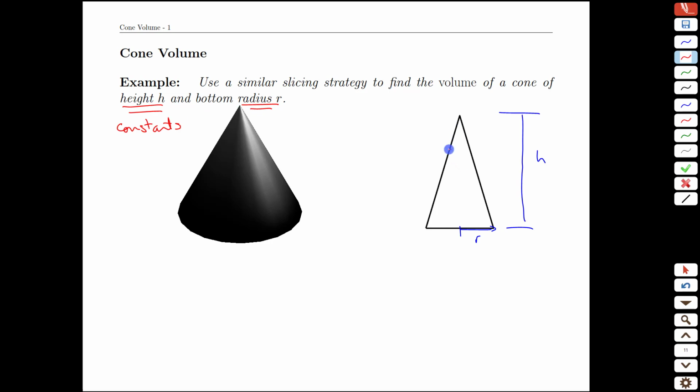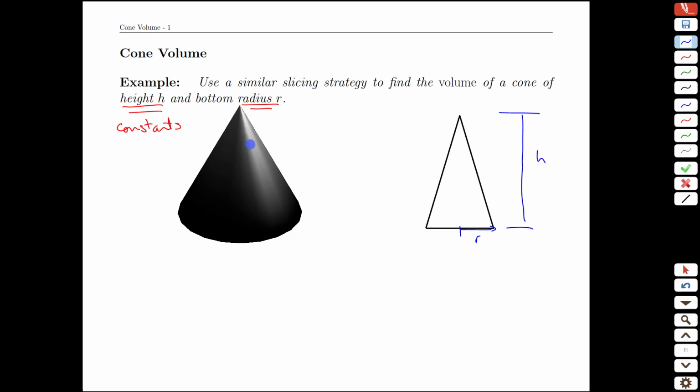I can't take a slice at height h, as we have done in earlier examples, because h has already been defined for us. So beware, in this case, when we have generic values in the problem already that define the radius at the bottom and the height of the entire shape, we can't reuse those variables. That's an incredibly common mistake that students make on tests and practice problems.